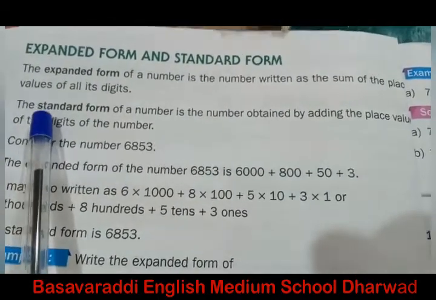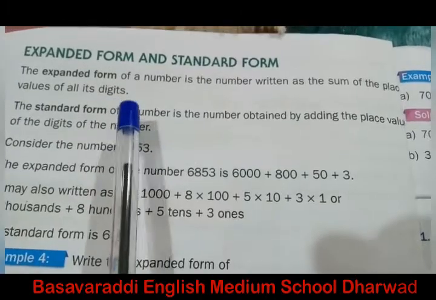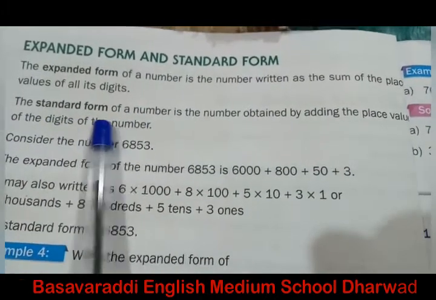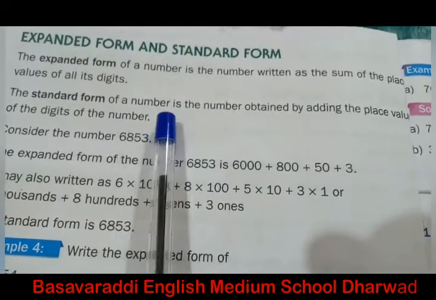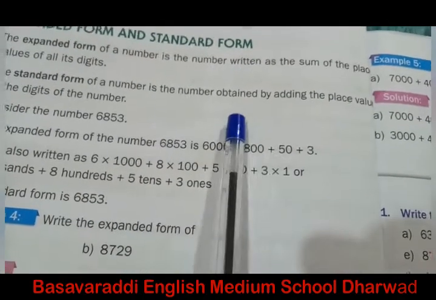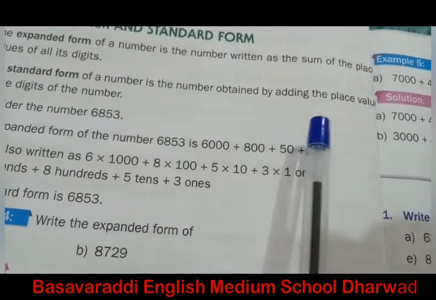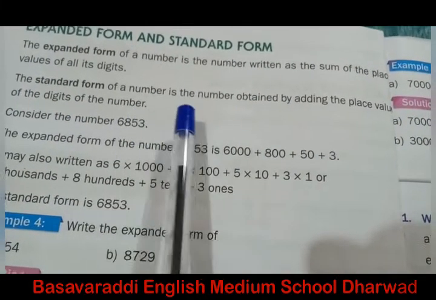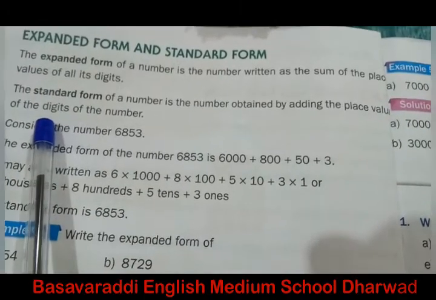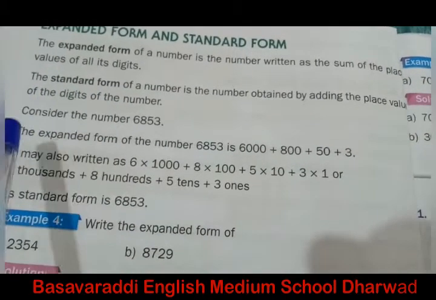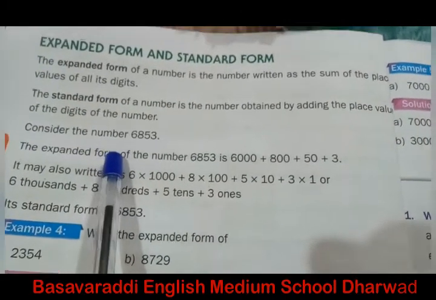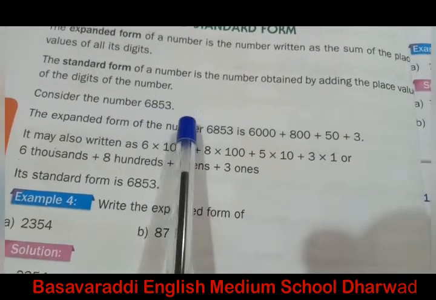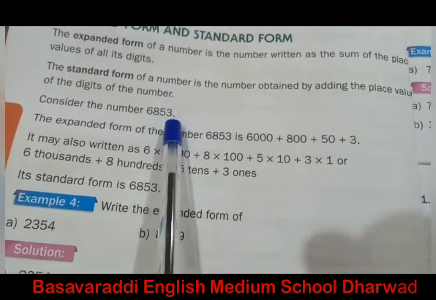That is, we are writing the place value of all digits. We are taking all digits. Standard form means what? The standard form of a number is the number obtained by adding the place values of the digits of the number. Consider the number; here they are giving one example. That is 6853. This is a standard form.